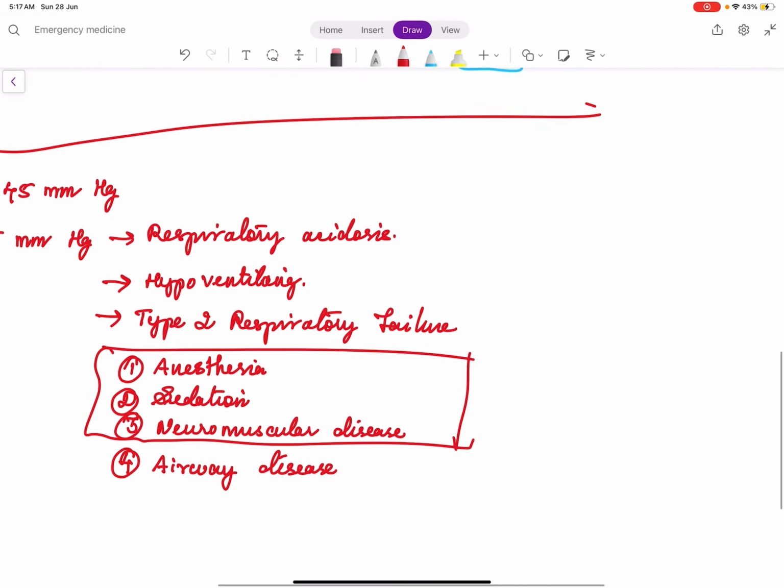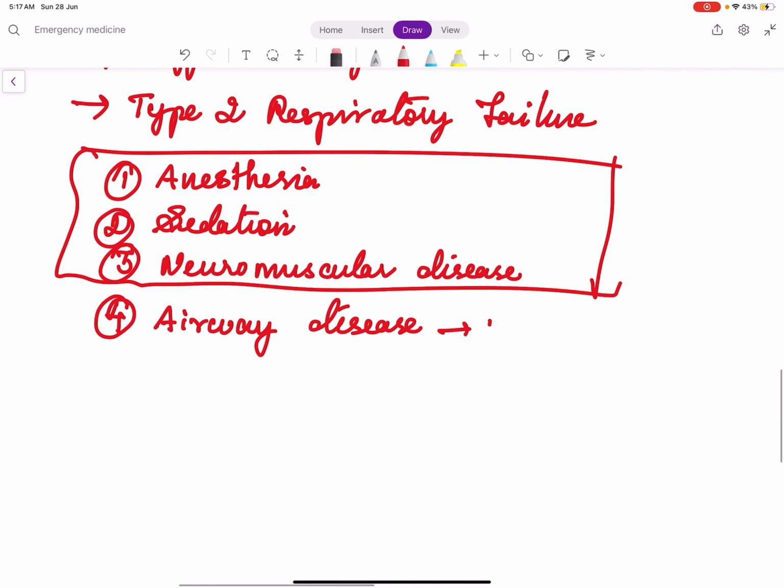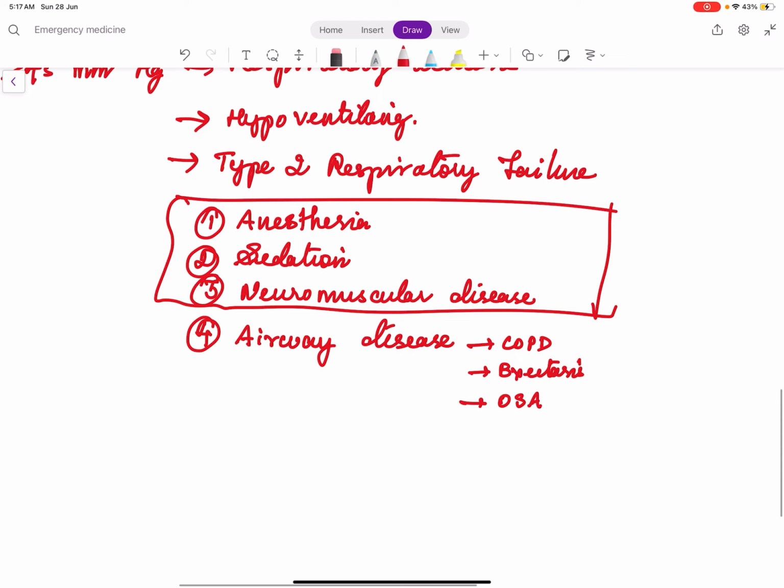So the example for airway disease is COPD. Bronchiectasis. So these are lower airway diseases. Regarding upper airway diseases, we have obstructive sleep apnea, where the larger airways become small because of fat accumulation, which occurs in obesity. So that is also an airway disease. So these are common examples for type 2 respiratory failure. Okay.